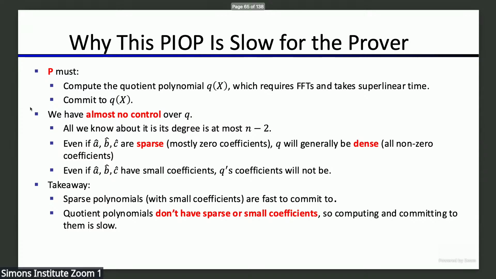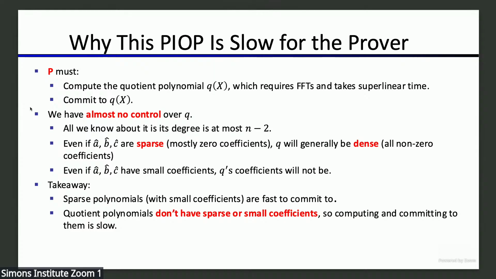Okay, why is this a little bit slow for the prover? The prover has to compute this quotient polynomial, which means dividing a degree 2n polynomial by a degree n polynomial. That already can be kind of slow. And then it commits to the quotient polynomial. Now, an important point is we have almost no control over the quotient polynomial. We know what its degree is, but that's about it.